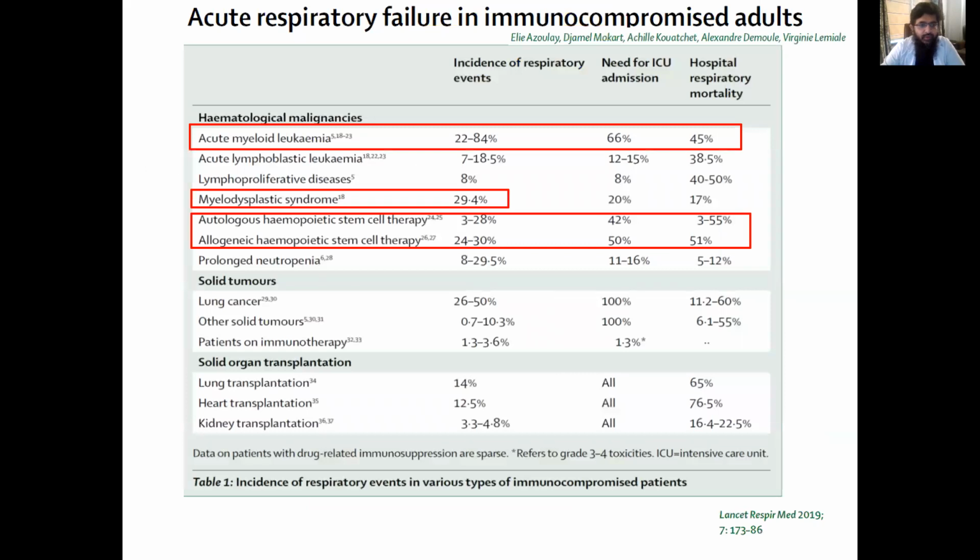So seeing the epidemiology of the problem, acute respiratory failure is most commonly seen in acute myeloid leukemias and has an incidence as high as 80%, around 60% require ICU admission, mortality around 45%. Followed by stem cell transplant patients and MDS, the incidence is around 30%, and around 50% of the patients of stem cell transplant require ICU admission, and the mortality is around 50 to 55%. So the acute respiratory failure is a problem that is more common in myeloid leukemia as compared to the lymphoid leukemias.